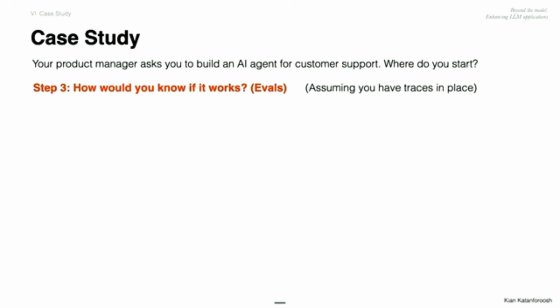So let's assume you have traces. How would you know if your system works? I'm going to summarize some of the things I heard earlier. You gave us an example of an end-to-end metric. You look at the user satisfaction at the end.